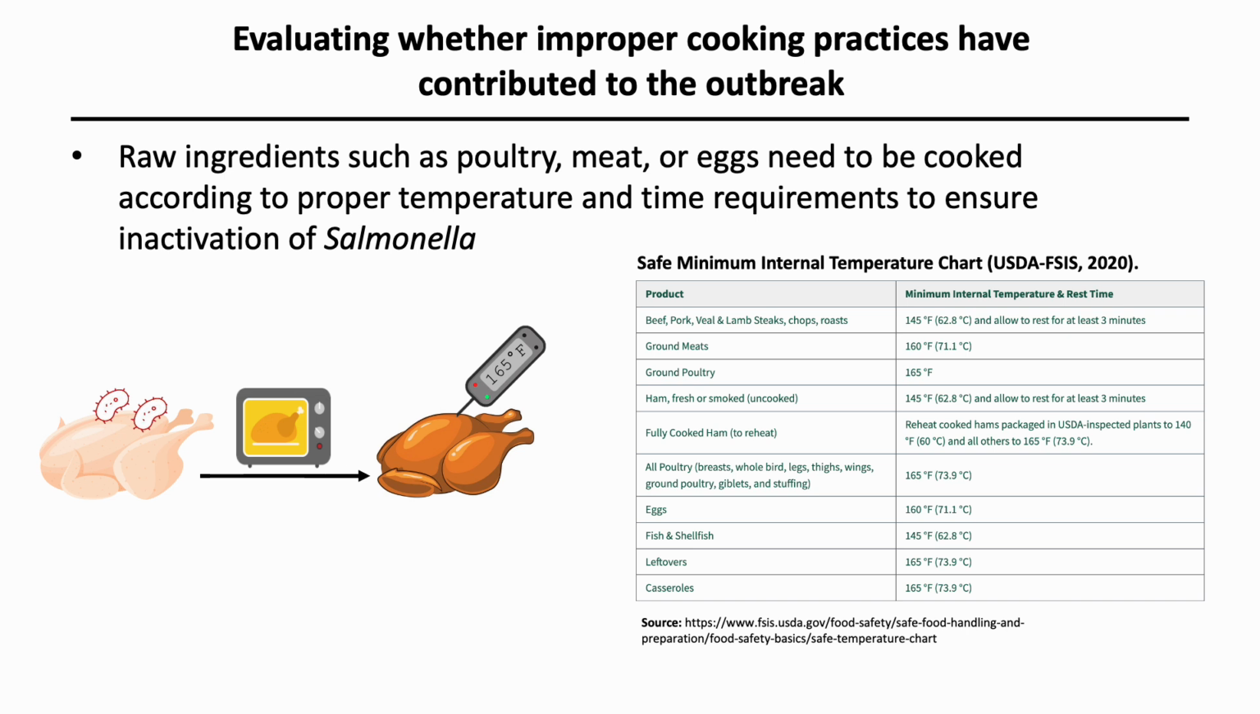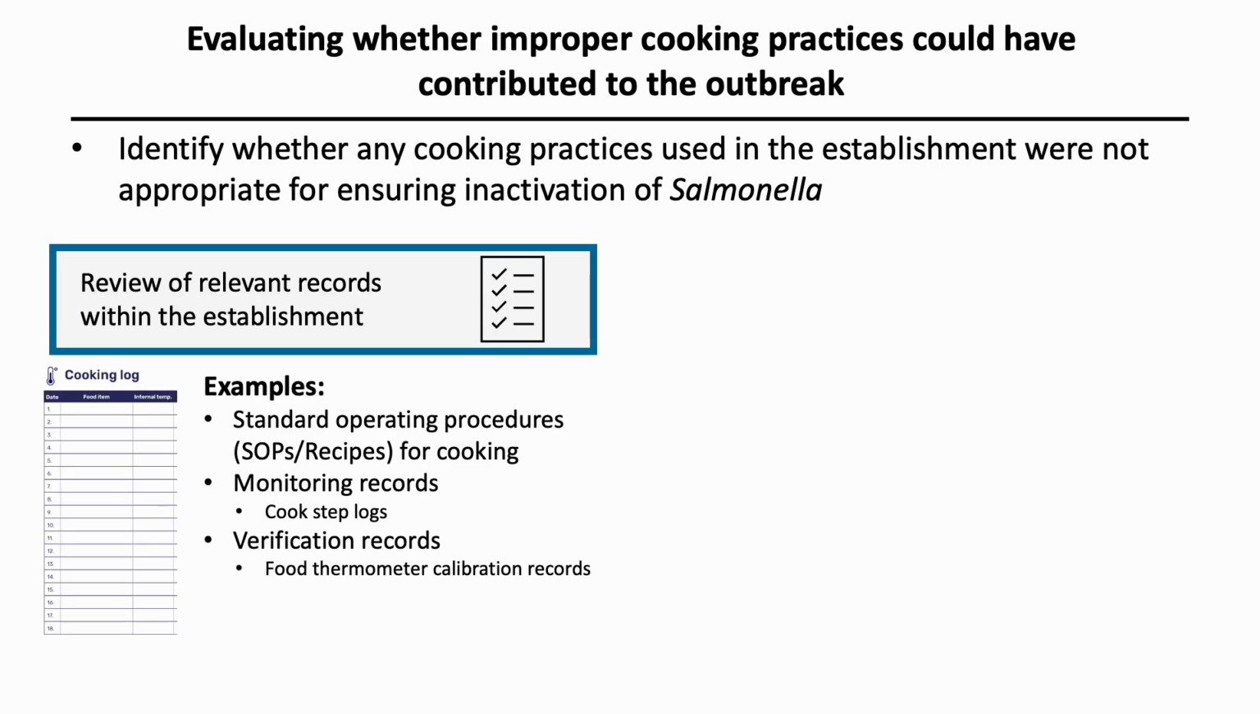Remember that, although the poultry industry is doing everything to eliminate salmonella from raw foods like poultry and eggs, there is always a chance that salmonella could be present on these foods before cooking. To evaluate whether improper cooking practices could have contributed to a salmonella outbreak, environmental health investigators should identify whether any cooking practices used in the establishment were not appropriate to ensure inactivation of salmonella.